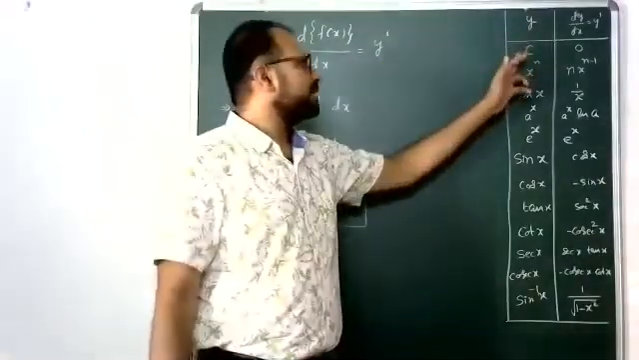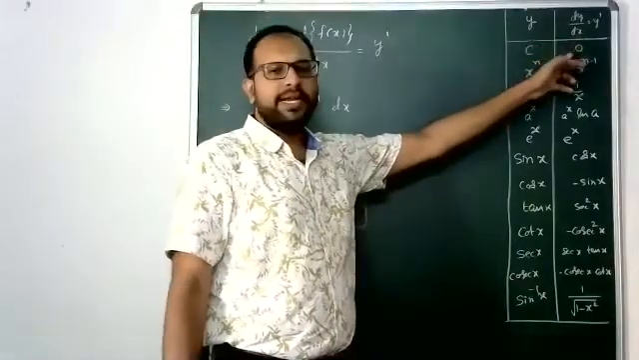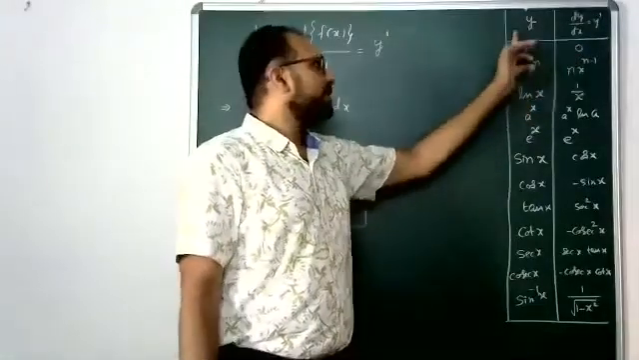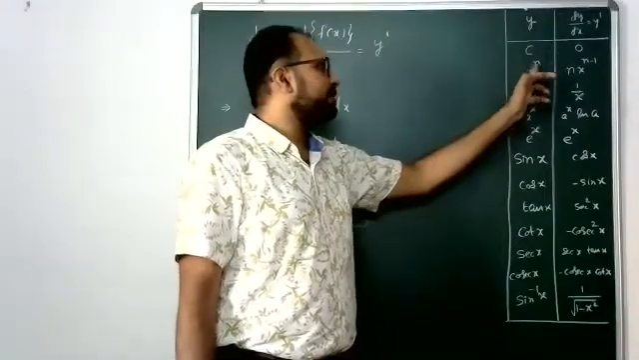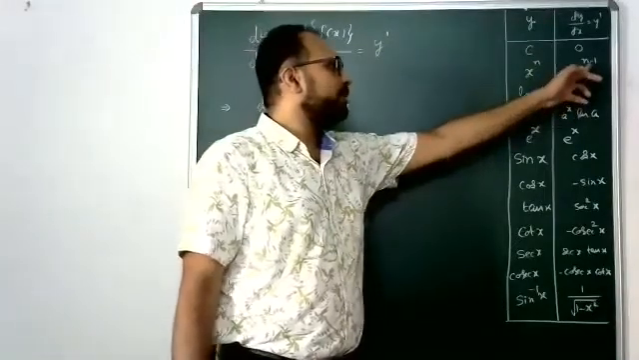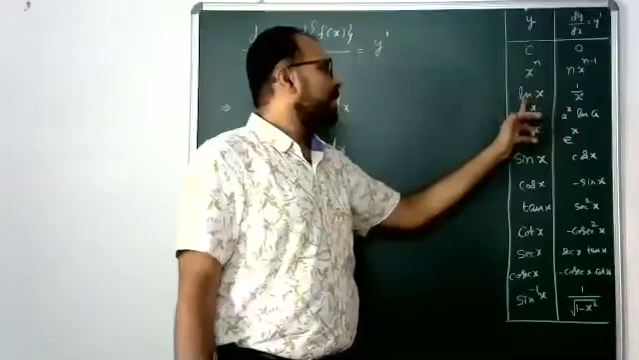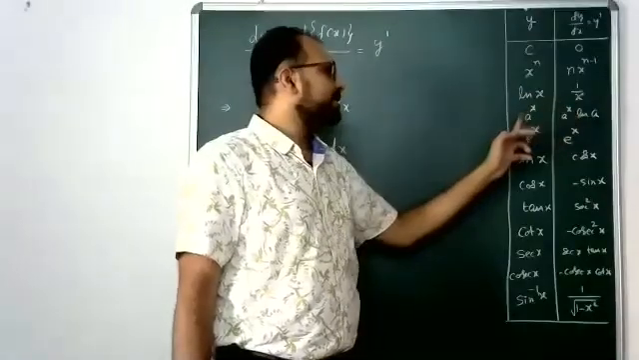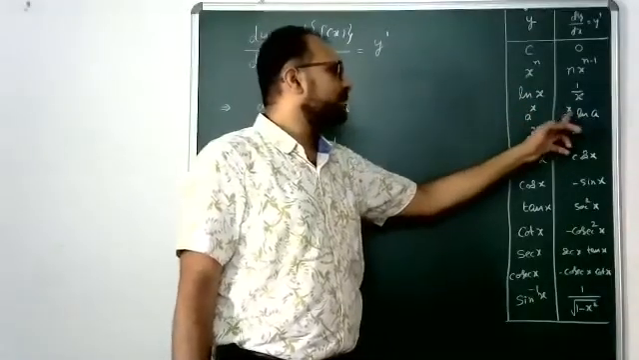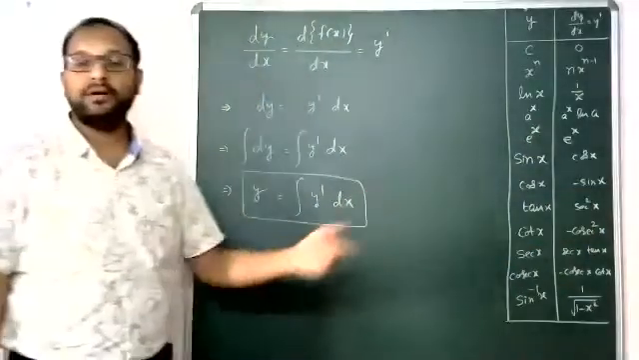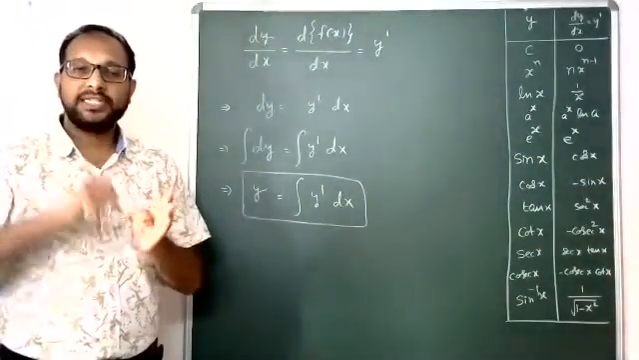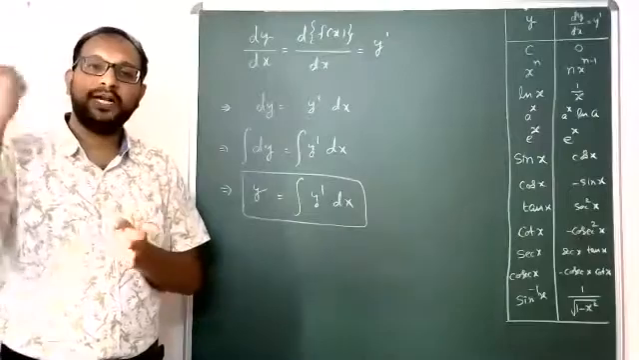Many functions and their first derivatives we already know. Suppose the function is a constant, the derivative is 0. If the function is x to the power of n, the derivative is n into x to the power of n minus 1. Ln x, 1 by x. A to the power of x, a to the power of x ln a. Like that, many functions and their first derivatives we already know.